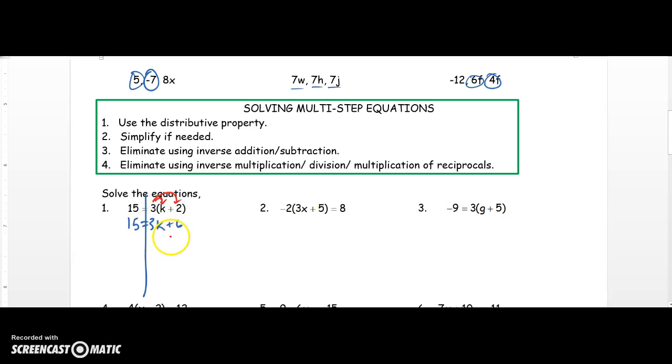Now we have to solve for the variable. So we have minus 6 on both sides. Why? Because this is a plus 6. Minus 6 on both sides. 15 minus 6 is 9 equals 3k, and then our constants are going away. Now we have 3 times k. You want to divide by 3 on both sides. So we get k equals 3.